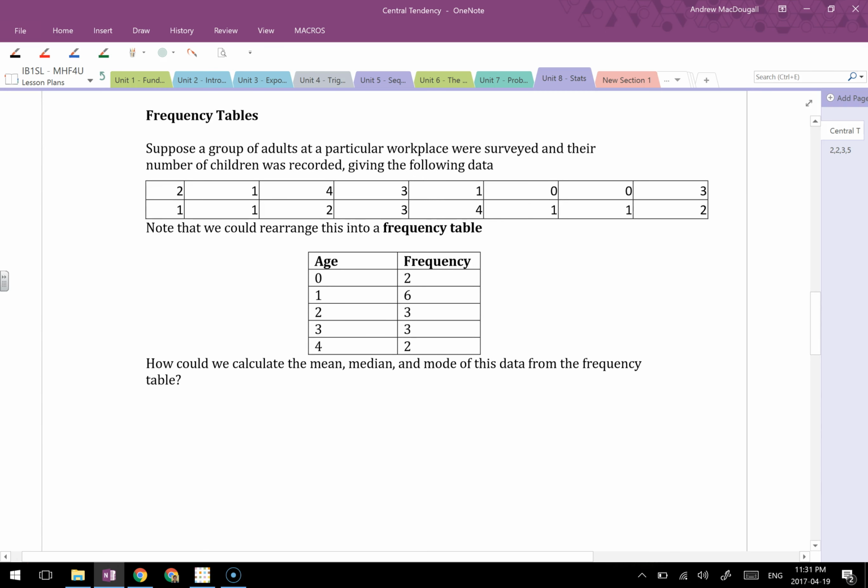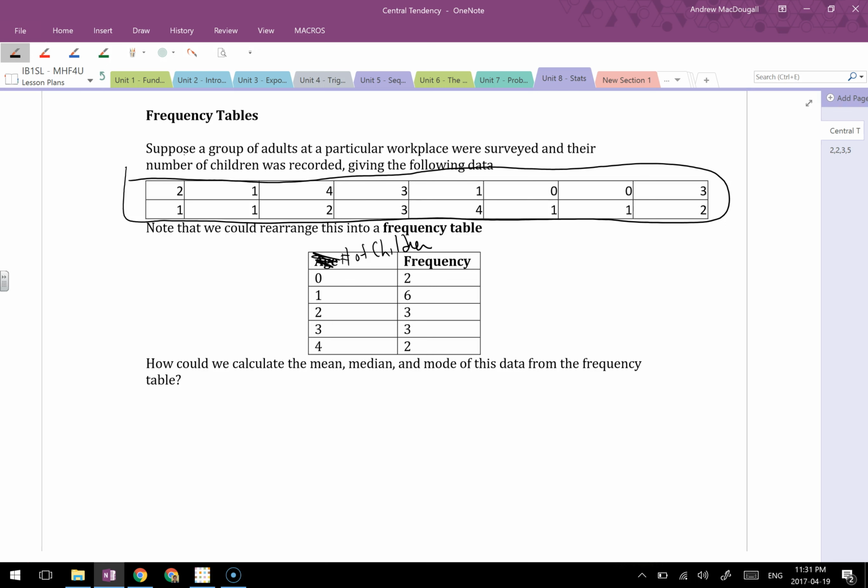The next very important concept is that of a frequency table. So let's look at this table. This is a bunch of data. It's a group of adults. They were surveyed for their number of children. This is a typo here. And so you see some have 2 children, some have 1, some have 4, a couple have 0. And this is really inefficient. Like, most people kind of have one of the same few answers.